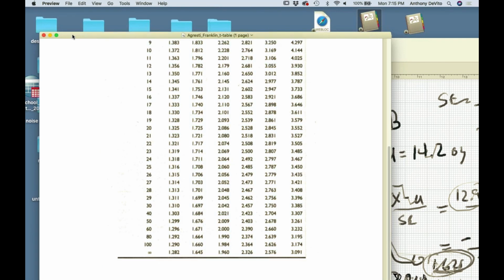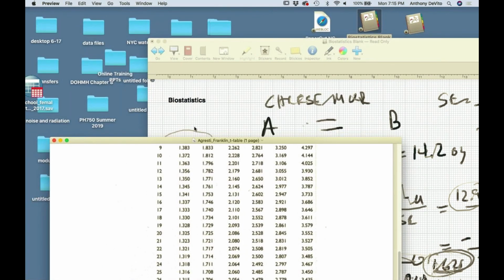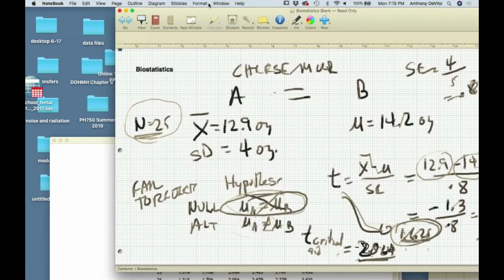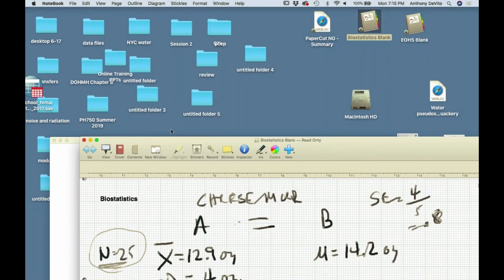Would you necessarily do it by hand? Well, if all I gave you was this, yes. But if I gave you the data set, that's another story. So let's take a look at doing this using SPSS.